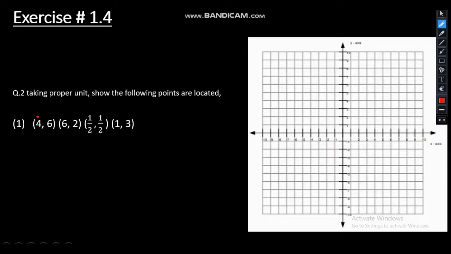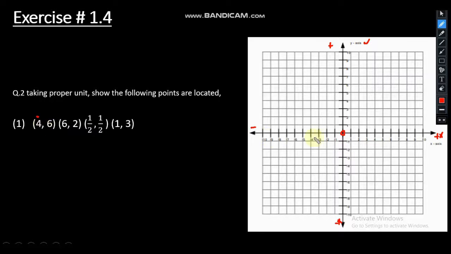We can take a graph. Here are some scales, the x-axis and y-axis. This is the positive y-axis. Here is the negative x-axis. This is the origin point, this is the negative x-axis, and this is the positive x-axis.